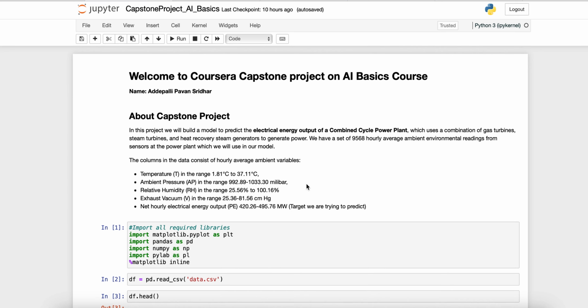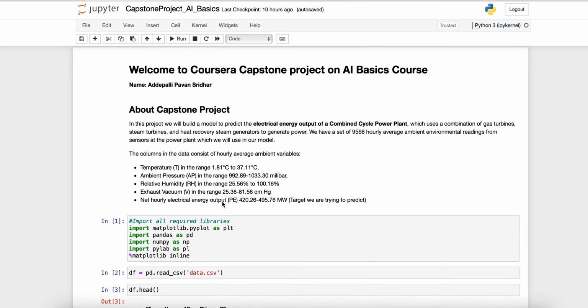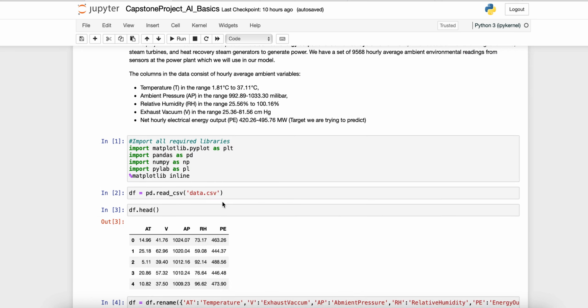About this project, it is electrical energy output of a combined cycle power plant where we have five columns. Out of five columns, we have features like temperature, ambient pressure, relative humidity, exhaust volume, and the output is energy output. Here in this session, I would like to explain how I did my model building, how I chose the algorithm and my approach, and I will walk you through my coding and my findings.